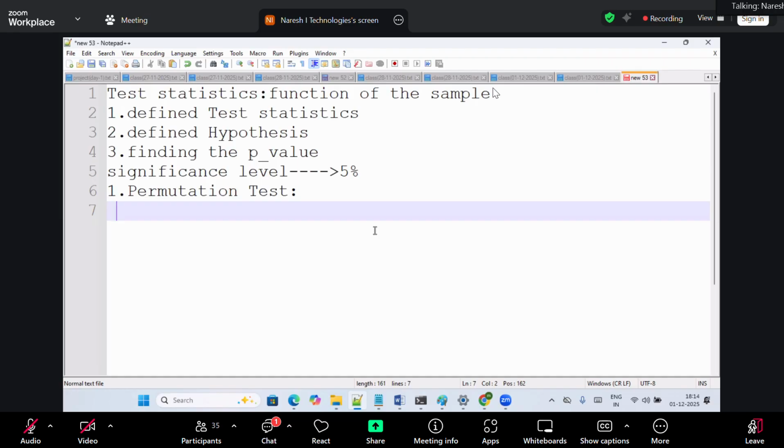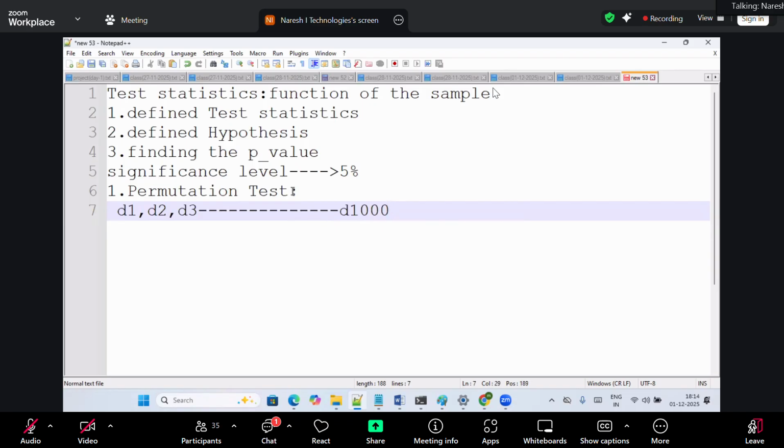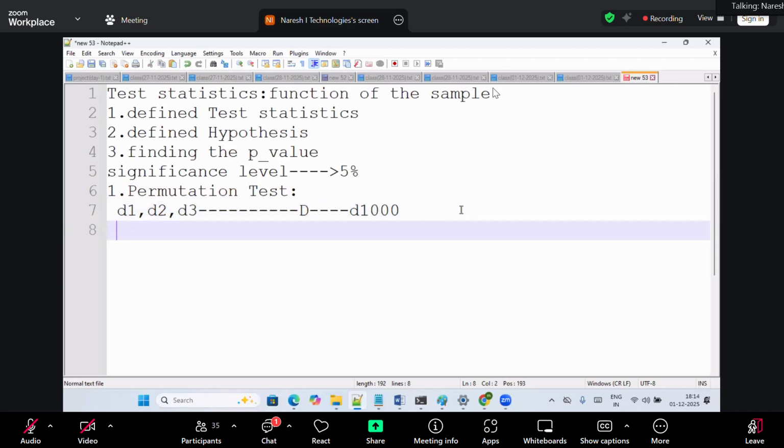So what is the next step? You need to sort them: D1, D2, D3, and so on, up to D1000. And among that, we need to see where exactly my capital D will lie. If 5% of the points are greater than the capital D, then I can say that my p-value will be 5%. If 10% of the values are greater than my capital D, I can say the p-value will be 10%, like that.